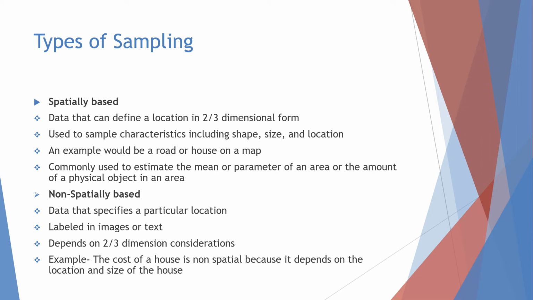Non-spatially based usually specifies a particular location. It is not really labeled in objects, but labeled in images or text. The non-spatially based usually depends on the two or three dimensional considerations. For instance, the cost of a house is non-spatial because it depends on the location and the size of the house.